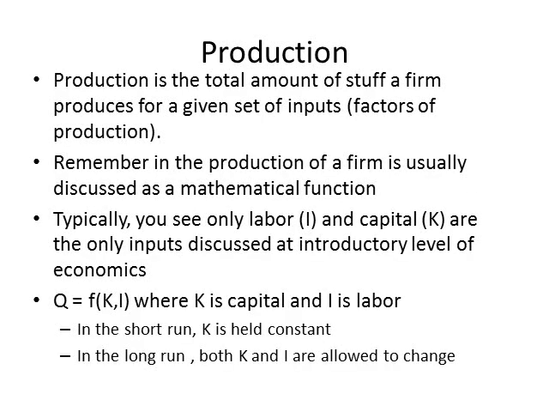Production is the amount of goods or services a firm produces for a given set of inputs or factors of production. Production is usually described by economists as a mathematical function or equation. Typically, economic textbooks keep production functions limited to two inputs: capital and labor. In addition, most introductory textbooks describe production as Q, or the quantity produced, equal to a function of K and L, or of capital and labor.